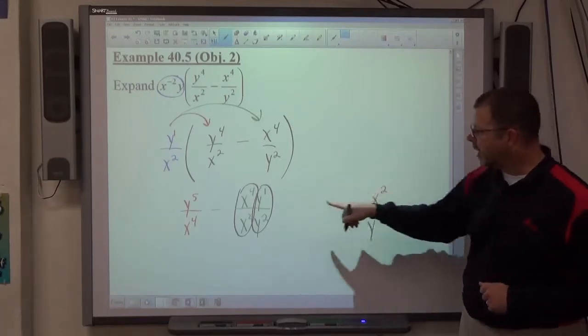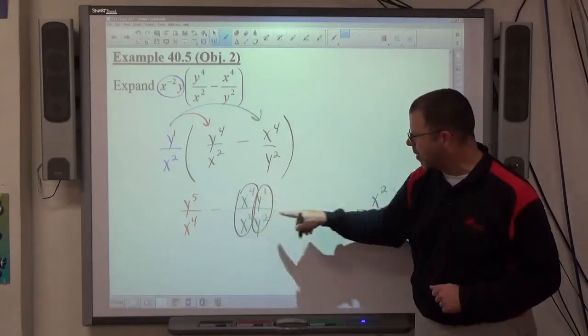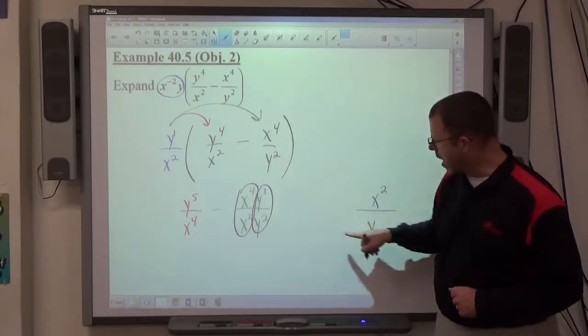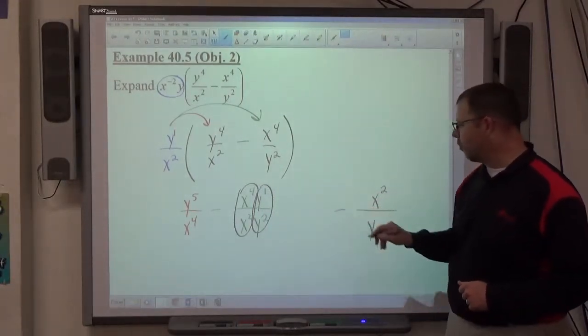Perfect. X squared on top, 4 is bigger than 2, so that's where x belongs. 4 minus 2 is 2. 2 is bigger than 1, so that's where y belongs. 2 minus 1 is 1. Notice I just put y instead of y to the first.